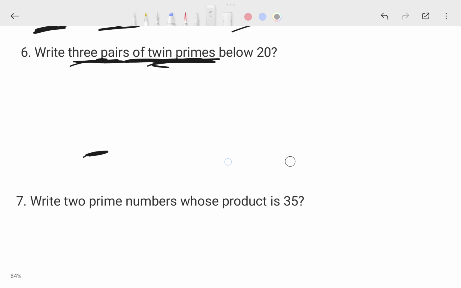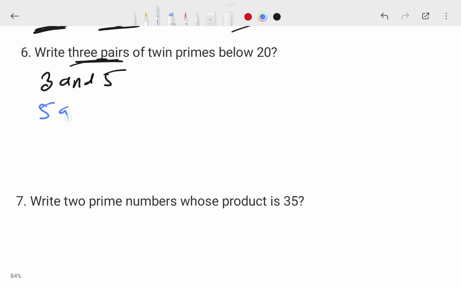So let's write this. We have to write 3 pairs below 20. Like that we can write 3 and 5. You can write 3 and 5. If you write 5 and 7 also, 5 and 7, because these are prime numbers only.